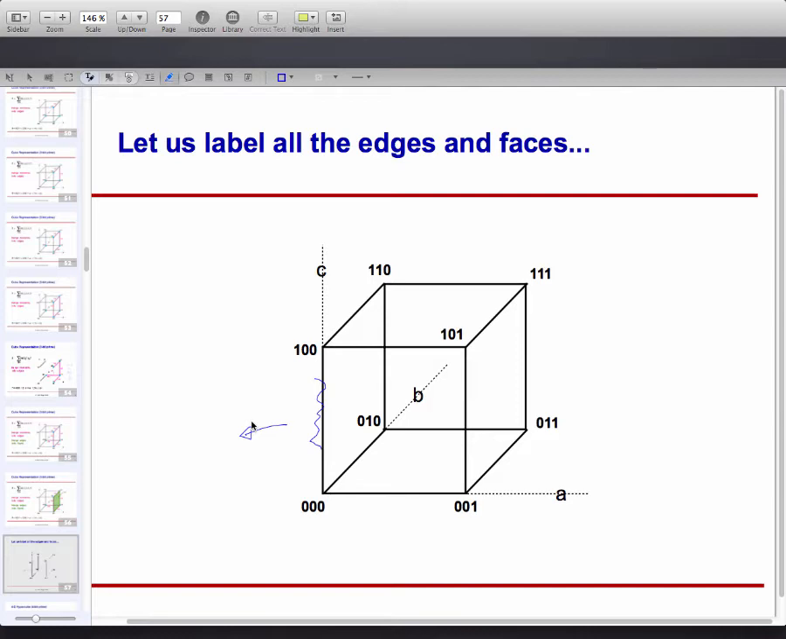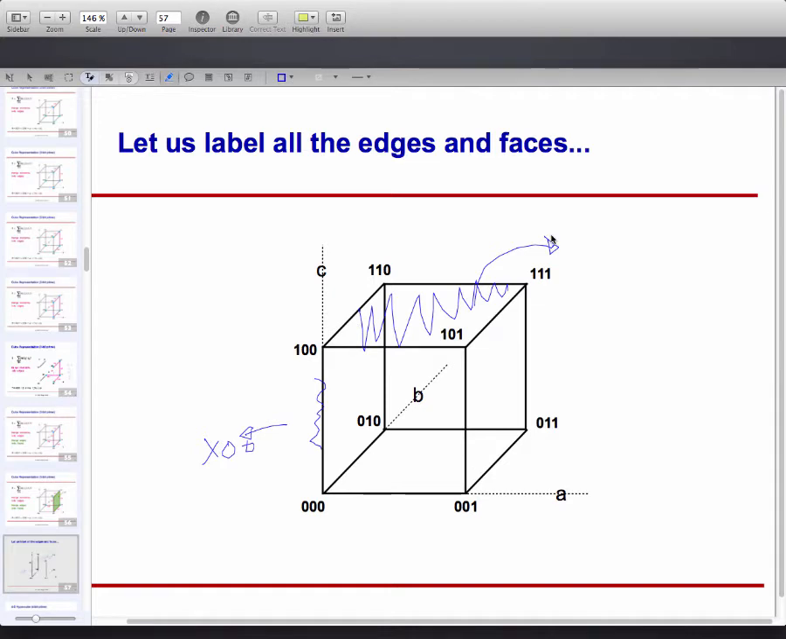X00, correct. So the first bit, it is changing. So this edge is X00. Okay, did everyone get it? So what's happening out here is that we are going from 0, 0, 0 to 1, 0, 0. So first position we don't care. The other two positions have to be 0, 0. So it's X00.